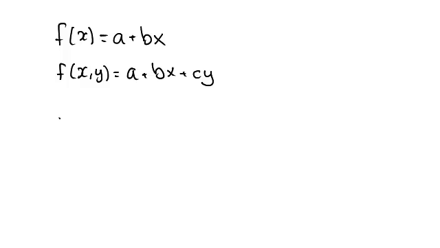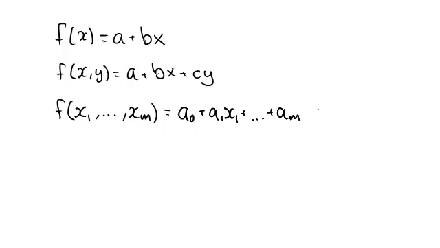Extending this to the case where I have m explanatory variables like this, then we say it's a linear function if we can write it as a0 plus a1 x1 plus and so on all the way to am times xm. For multivariate functions, it's quite common to skip the intercept and say that this part is a linear function. In this notation, we can actually make a1 into the intercept by requiring that x1 should be equal to 1.